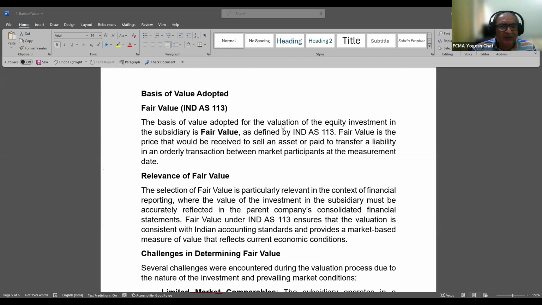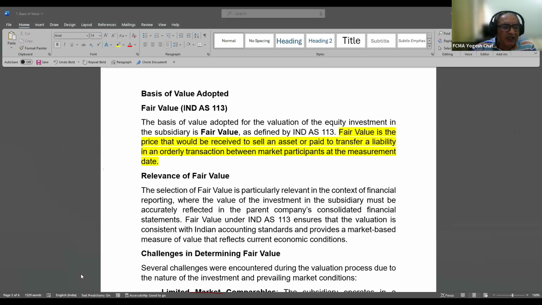So the basis of value adopted for valuation of the equity investment in the subsidiary is the fair value as defined by Ind AS 113. So fair value, that is the price. As per Ind AS 113, this is the definition of fair value: the price that would be received to sell an asset or paid to transfer a liability. So remember, that is an exit price. That is not the entry price, because that is related to the sale of an asset, not the purchase of an asset.